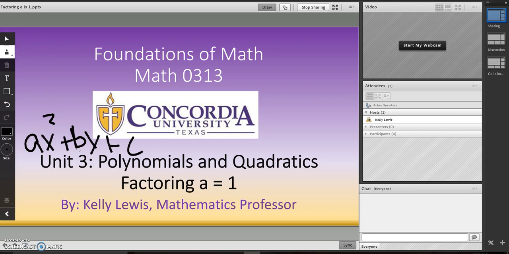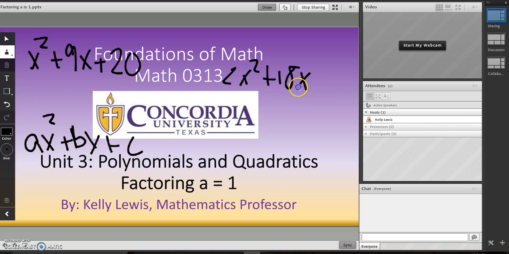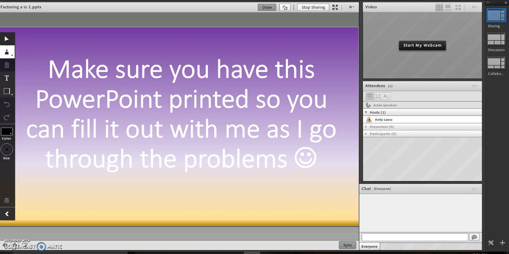So for example, x squared plus 9x plus 20 or 2x squared plus 18x plus 40. Right now we're only going to deal with the kind where there's no number touching x squared, like there's an invisible 1 right there, and that's what I mean by a equals 1. If you want to print these out and do them with me, you can.